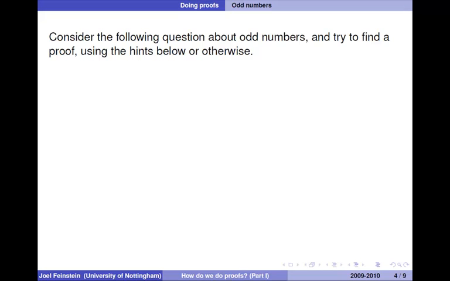So here's a question about odd numbers. And there are lots of different ways to do it. And I'm going to let you have a go at doing it. But I'm going to suggest some hints that might help you to do it, to give you one way of doing it. I'm not saying that's the best way of doing it. It's certainly not the only way of doing it. But it's just a couple of hints that would indicate one particular way of doing it.